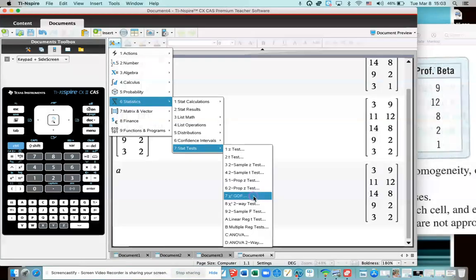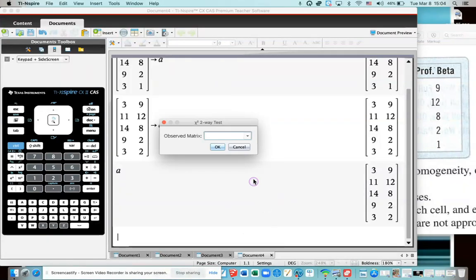And in this case, I'm not doing a goodness of fit test. I'm doing a two-way test. So homogeneity and independence use a two-way test, both of them. Goodness of fit is its own animal over here. All right, so let's do two-way test. It just asks you, it's really simple, right? It says which matrix.